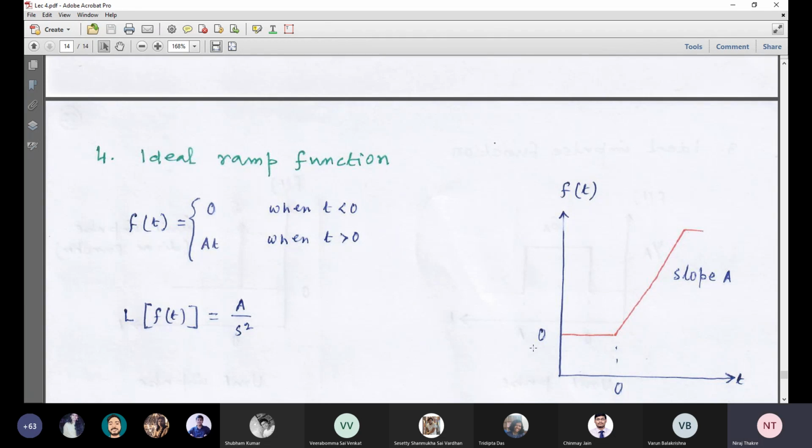So where do we experience this type of function? Do you have any chemical engineering example where we have this type of ramp change, especially in a practical scenario? When we open the valve slowly, the amount of flow linearly increases. Yes, in fact, it's not even slowly. If you open the valve, keep on increasing the valve or keep on decreasing the valve, we experience this type of change.